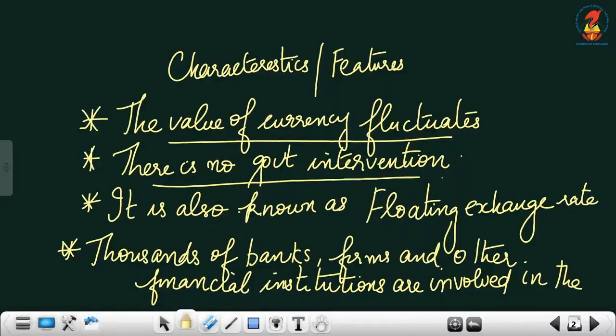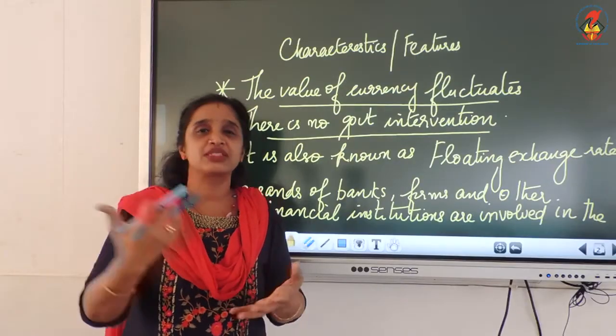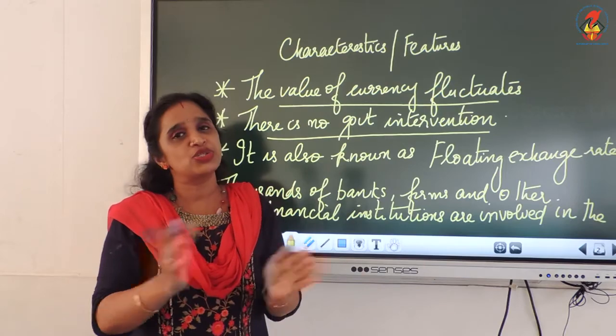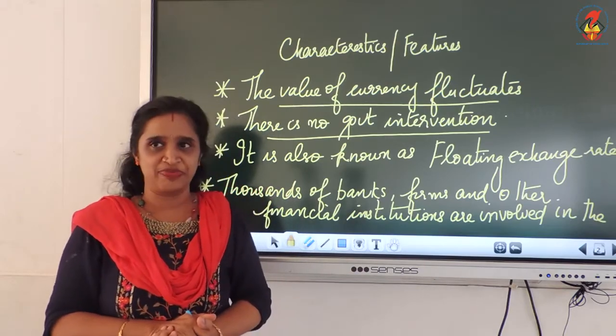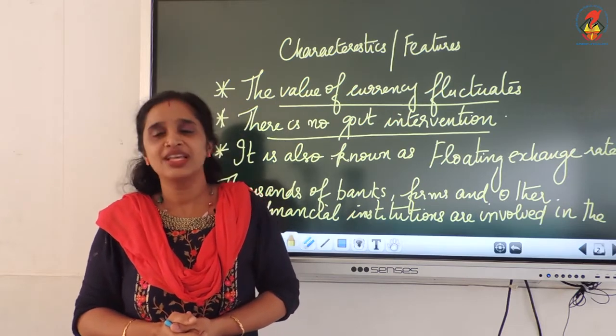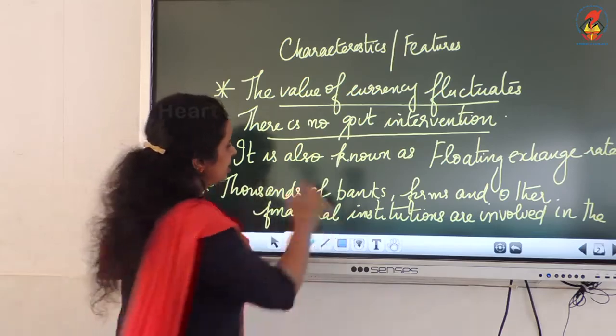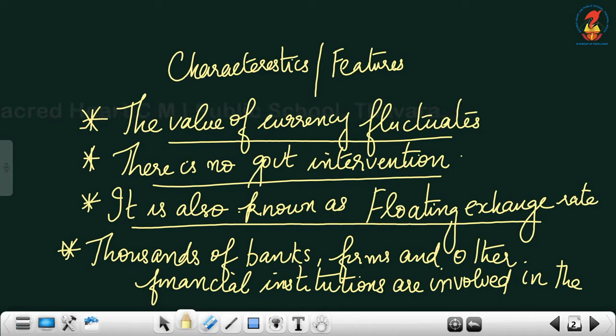Next one, there is no government intervention. In the fixed exchange rate system, you can find government is the only body which is fixing the exchange rate. But here, there is no such government intervention. It is decided by the forces of demand for foreign exchange and supply of foreign exchange in the market. It is also known as floating exchange rate. So keep that in mind. The flexible exchange rate system is also known as floating exchange rate system.